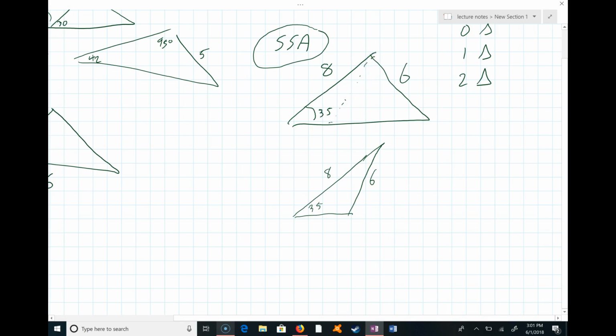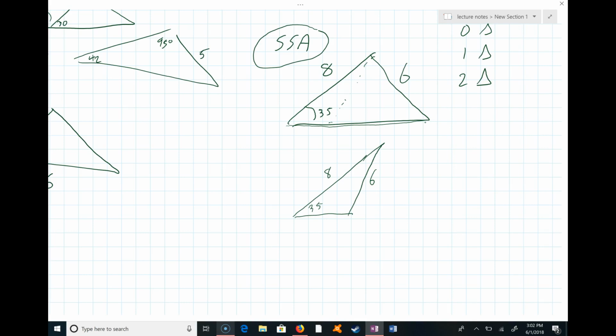Because this bottom side down here is not set. It can be any length it wants, because we only know that this is 8, this is 6, and that angle is 35. So this side is set in its position, but it's not set in length. So that's why when we have the angle side side situation, there's a potential for 2 triangles.